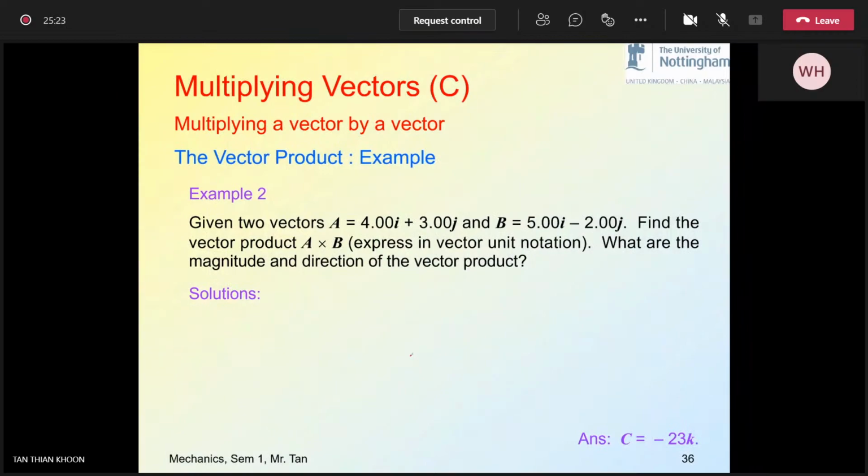The second example is given by 2 vectors. We have A equals 4 plus 3, and B is 5 minus 2. Find the vector product A cross B, and they want us to express it in the unit vector notation. Then again they ask what are the magnitude and directions of the vector.